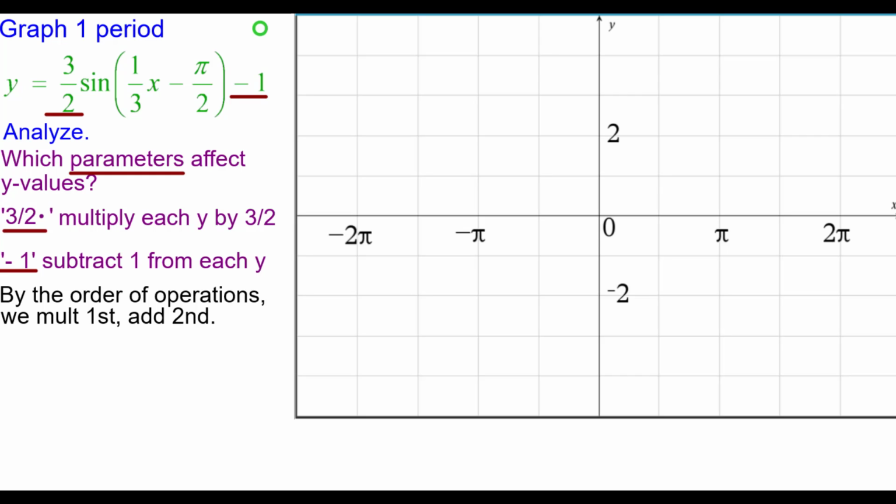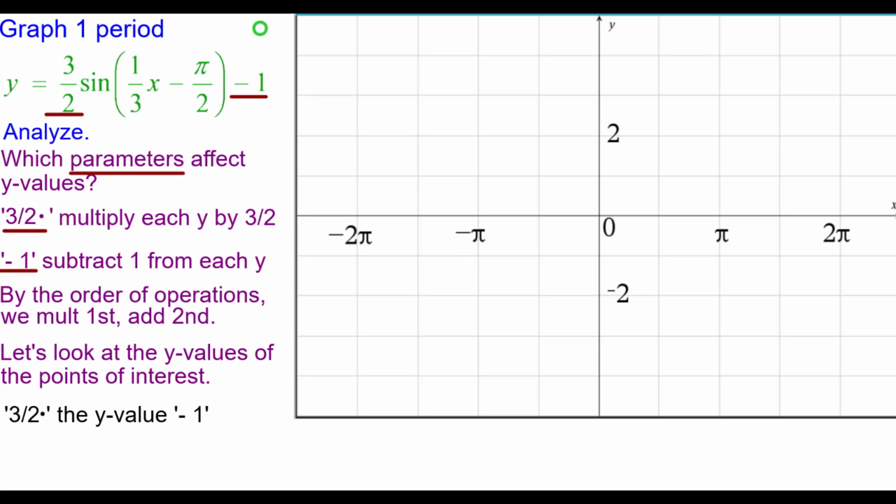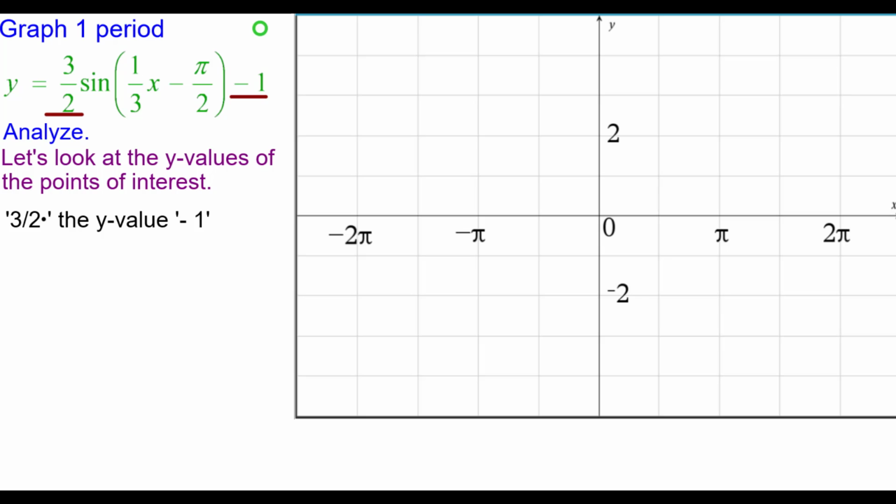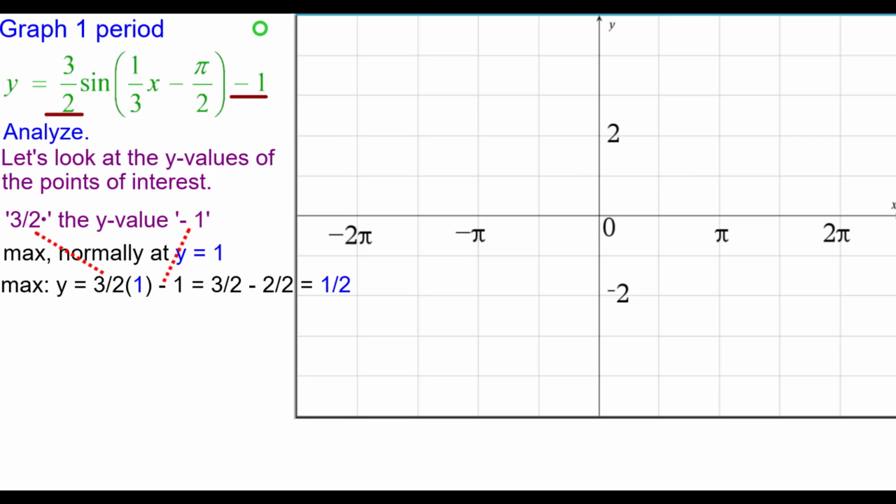And by the order of operations, we do multiplication before we do addition. And we need to look at the y values of the points of interest. So it's going to be 3/2 times the y value minus 1. The maximum normally at y equals 1, we need to multiply that by 3/2 and subtract 1. So that would be 3/2 minus 2/2, which is 1/2. So the maximum is at positive 1/2.